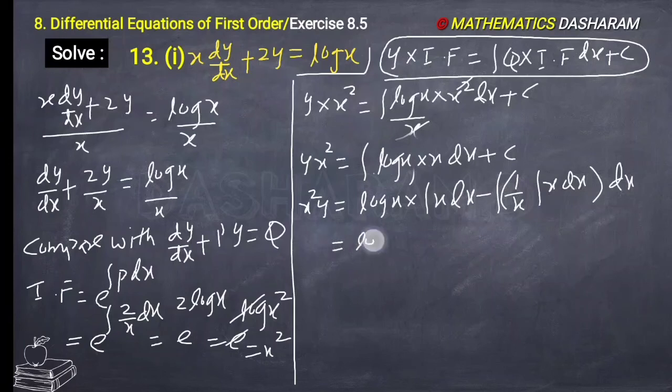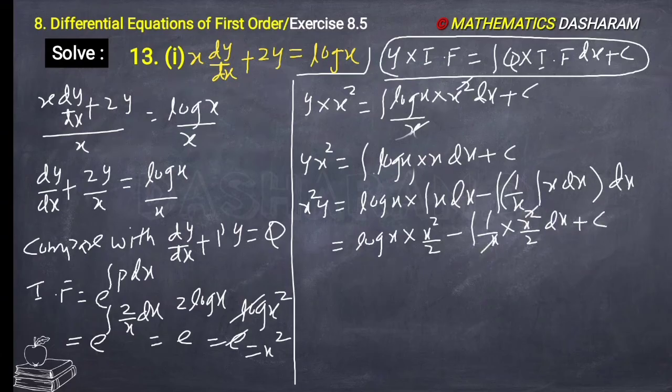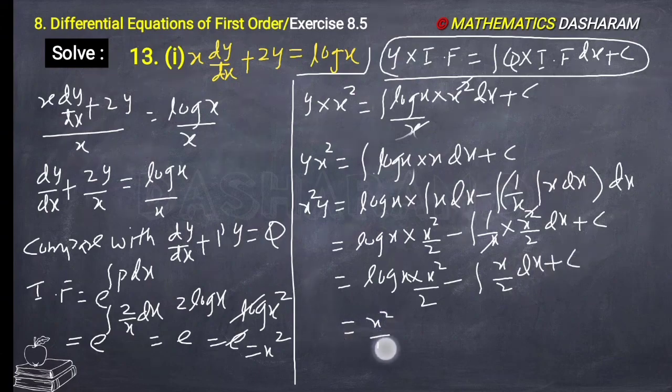So it is equal to log x into x square by 2 minus 1 by x into x square by 2 dx plus c. X cancels, so log x into x square by 2 minus integration x by 2 dx plus c. So here x square by 2 into log x minus, here 1 by 2 constant, so x square by 2, plus c.